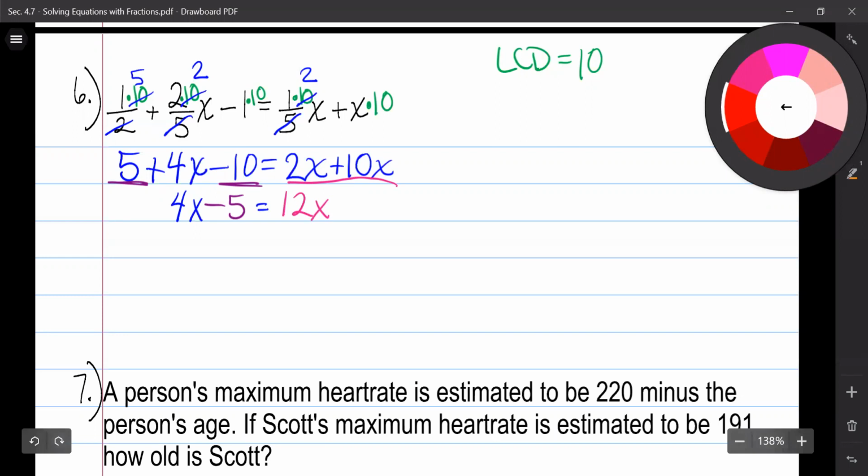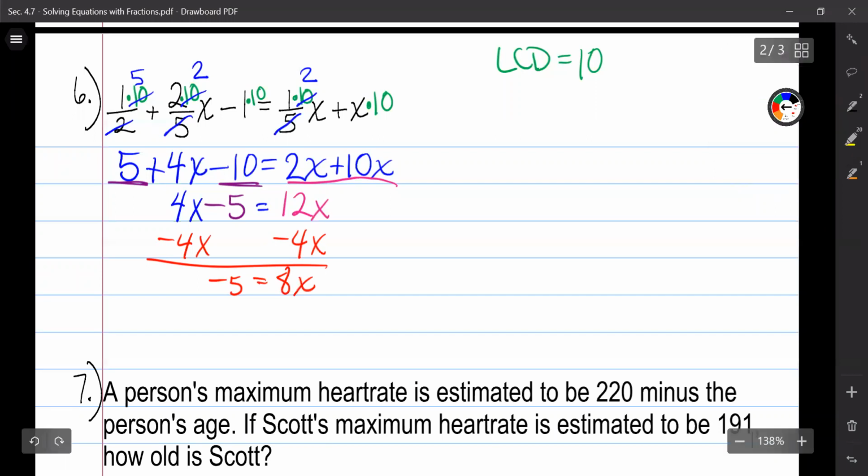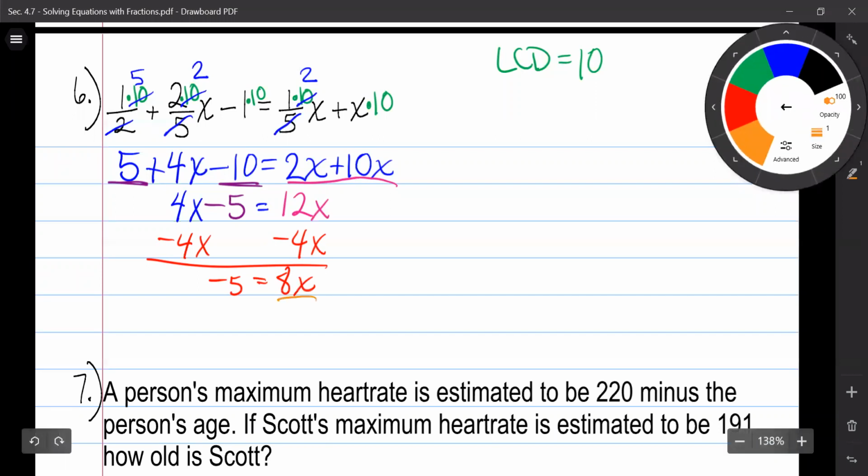And then I got to get all x's on only one side. So I'll subtract 4x from both sides. So that would give me negative 5 equals 8x. And then just divide both sides by 8. So negative 5/8 equals x.